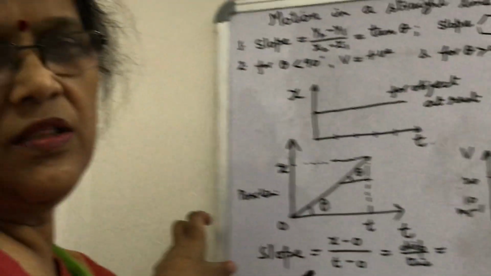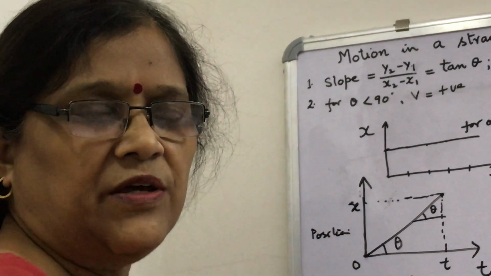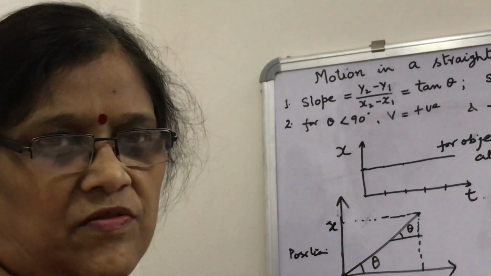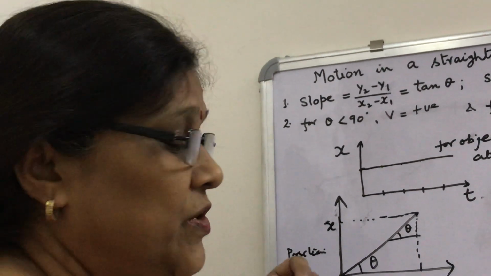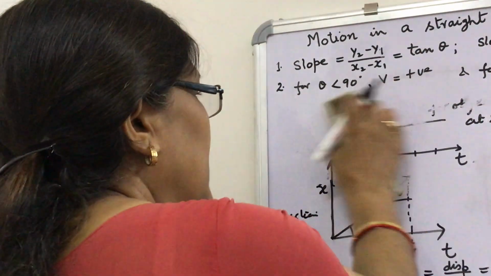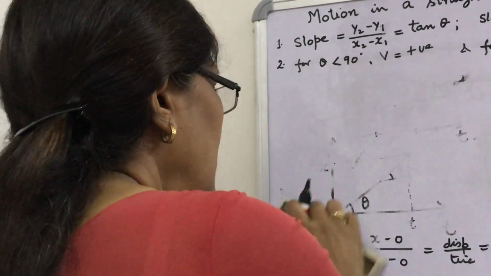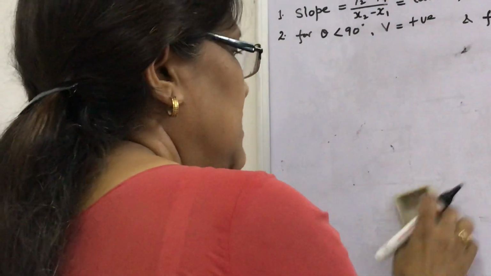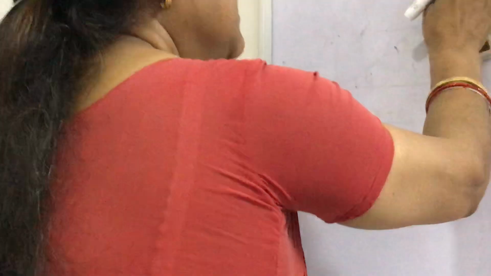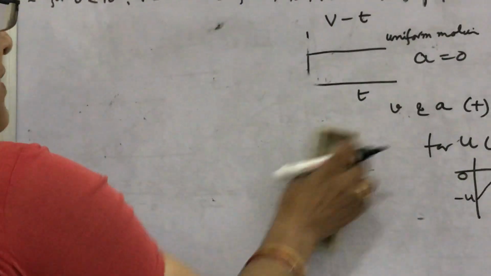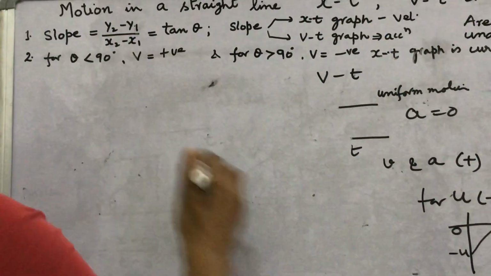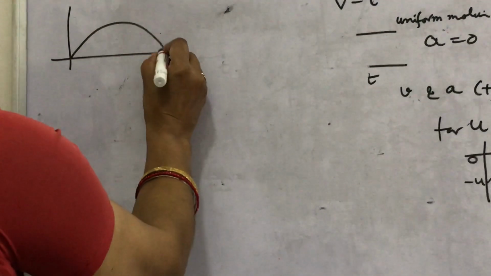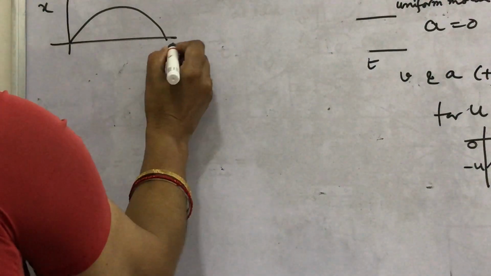Now, if the position time graph is given and you have to find the velocity time graph, then how will you draw that graph? Suppose the position time graph for an object is given like this. Such types of questions are asked in examinations, various competitive examinations too. Suppose the position time graph is given in this way. This is the position and this is the time.